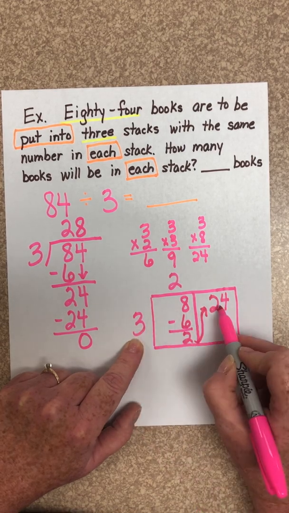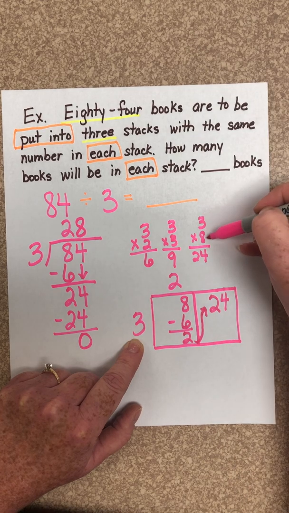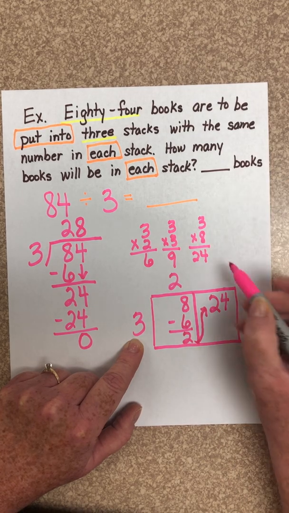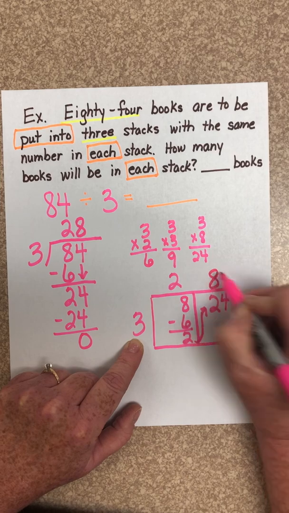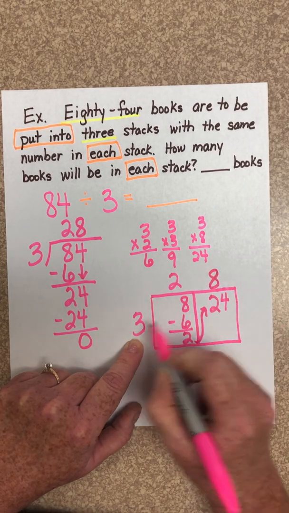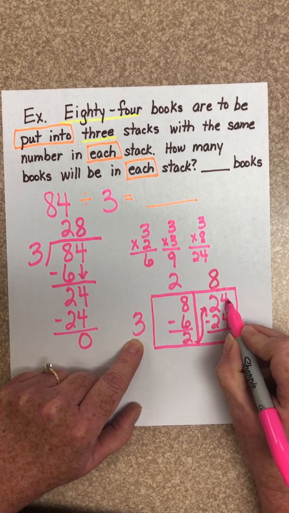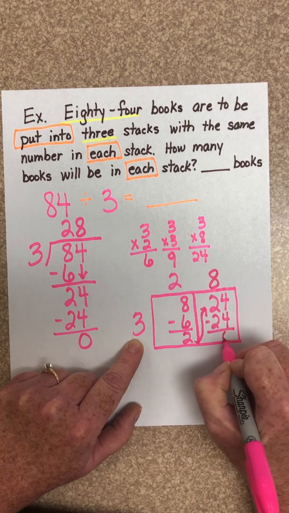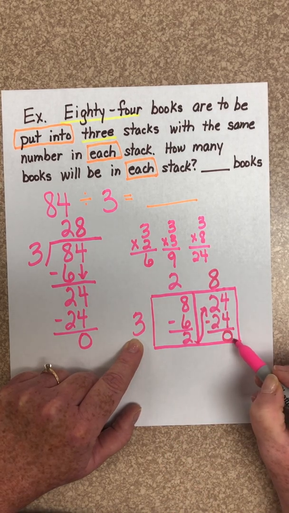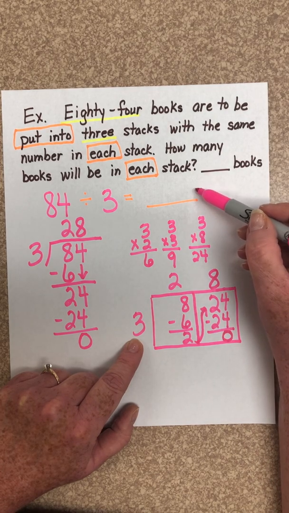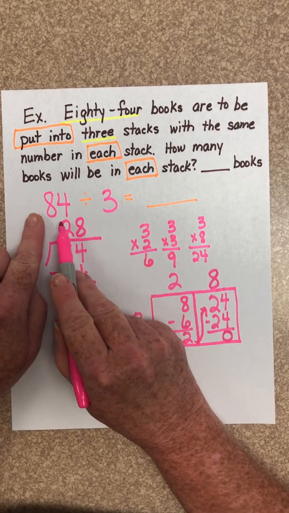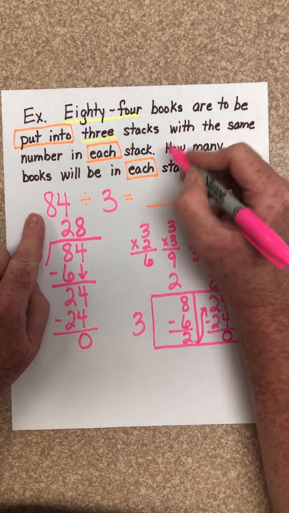How many 3s are in 24? Well, we've already found that it's 8. So I'm going to put the 8 here above the second column. 8 times 3 is 24. So now I subtract. 24 minus 24 is 0. That 0, remember, tells us that we are finished with the problem and we do not have any remainders. So now let's go back up to the answer. We now know 84 divided by 3 is 28.